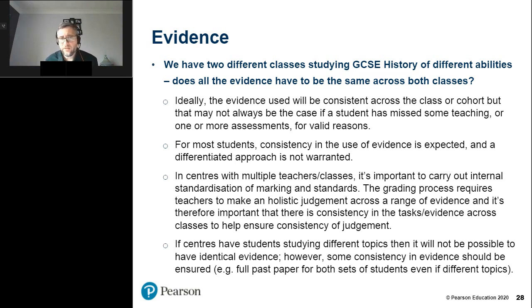Obviously, if you are studying different topics, so you might have a group doing the Cold War at GCSE and a group doing American West, or at A-level, you might have an early modern route and a medieval route, then clearly you can't submit identical evidence where there are differences in topics. But try for some consistency there. So if you're submitting a whole past paper for one group, then try and submit a whole past paper for the other group, if that makes sense.